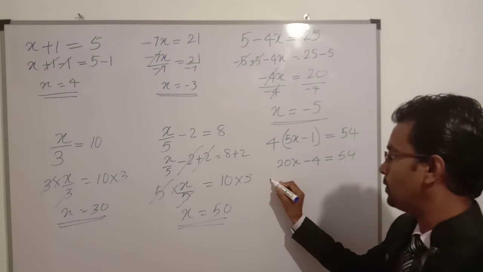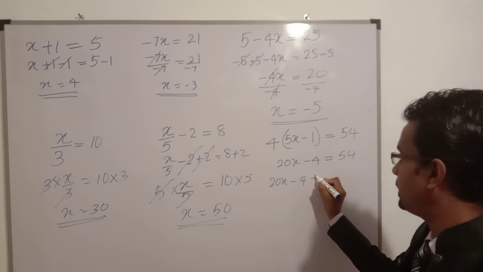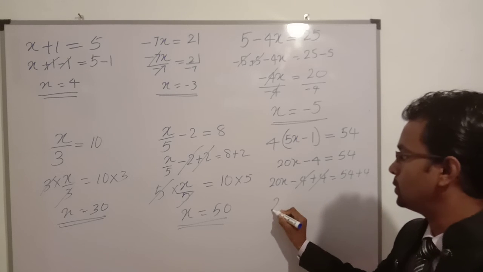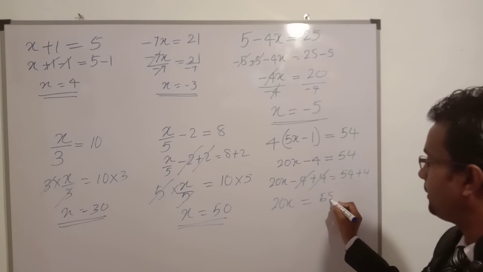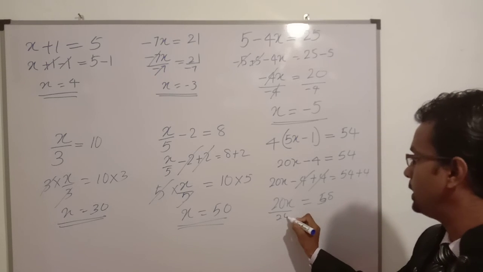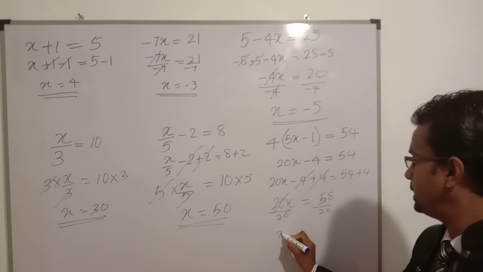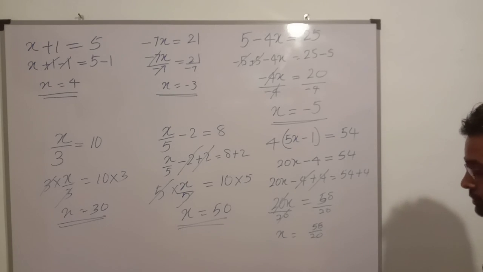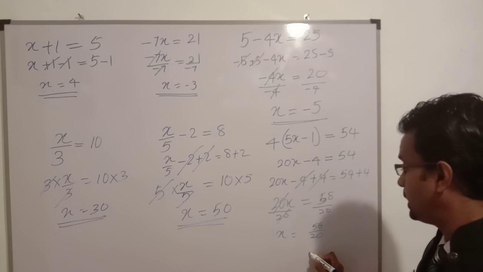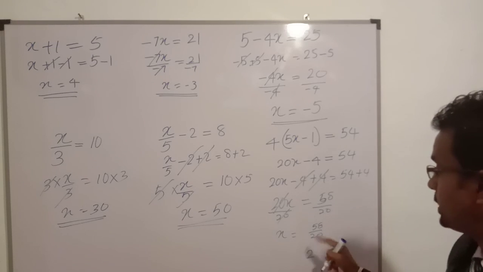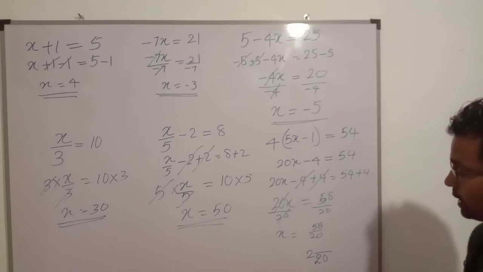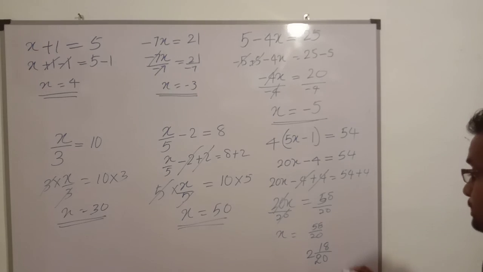Now let's cancel minus 4. 20x minus 4, its opposite value is plus 4. This side, 54 plus 4. This one cancels out. 20x is equal to 58. Now divide both sides by 20. We have the answer x is equal to 58 divided by 20. We can keep this one as a fraction. How many 20s for 58? It is 2. 2 20s are 40. Then the denominator is the same. I will take the remainder 18. This is the answer as a mixed number, right?